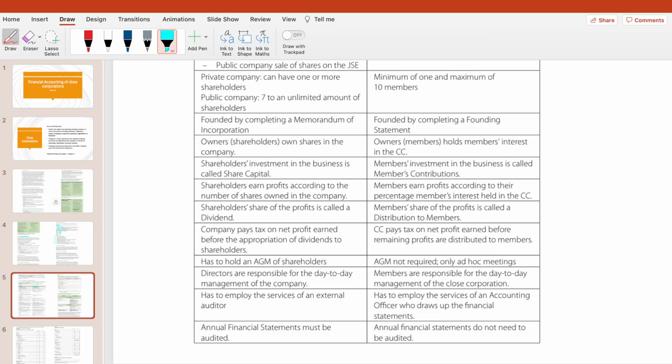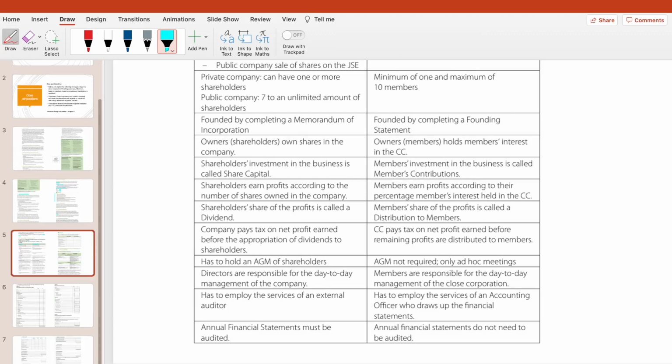In a company, directors are responsible for the day-to-day management of the company. In a CC, the members are responsible for the day-to-day management of the closed corporation as well. In a company, they have to employ the services of an external auditor, and a CC has to employ the services of an accounting officer, who then draws up the financial statements. In a company, the annual financial statements must be audited, and a CC is not required to audit the financial statements. So there are certain advantages and disadvantages.